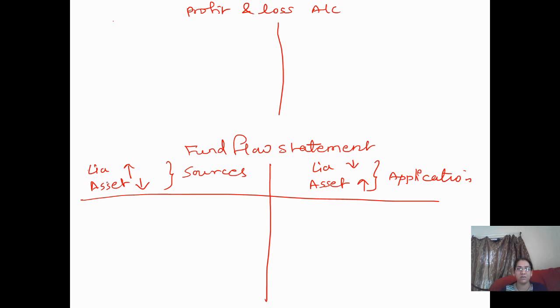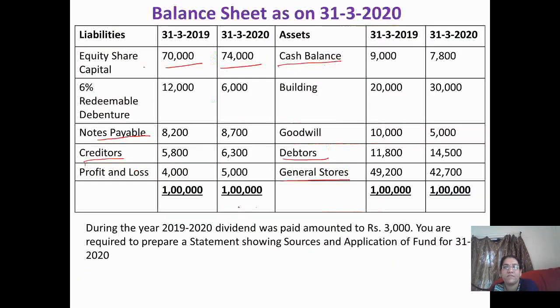Here I have already displayed: liability increase is a source, liability decrease is an application, asset decrease is a source, and asset increase is an application. There in the problem, equity capital opening 70,000 and closing 74,000. So 4,000 has increased as per the last year. Okay. So liability increase, it is our source.